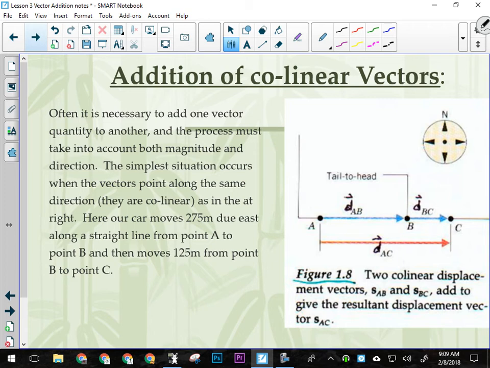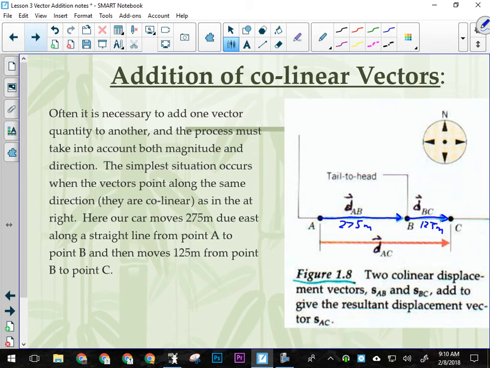So we've drawn the first vector here. This is our 275 east vector. And then we have our 125 meter vector on the head of that one. So we've drawn them tail to head. Now the total displacement of this object, adding these two together, is 400 meters east. Everybody okay with that? Collinear vectors are pretty easy. You've been doing those already.